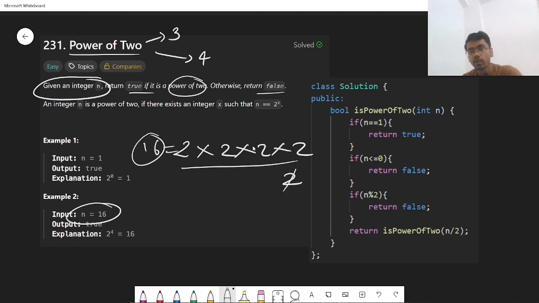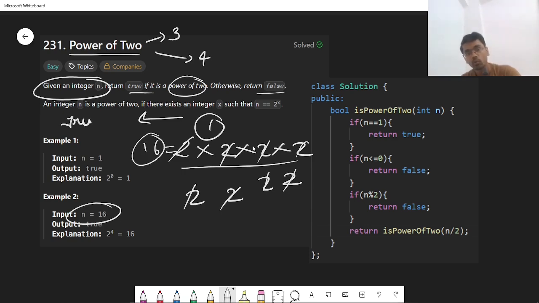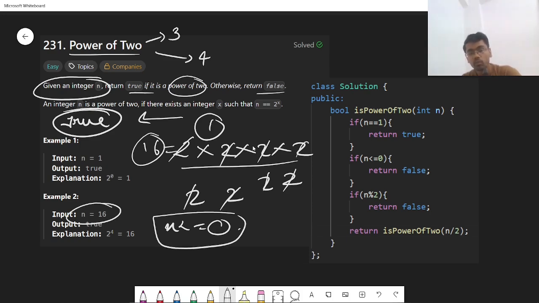First we divide by 2, this will get cancelled. Second time we divide, this will get cancelled. Third time we divide, this will get cancelled. Fourth time we divide, this will get cancelled. In the end we are remaining with 1. If in the end we are remaining with 1, that means it is a power of 2, so we'll be returning true. If anywhere in between the n value becomes less than or equal to 0, or the question itself has given n to be less than or equal to 0, you need to return false.